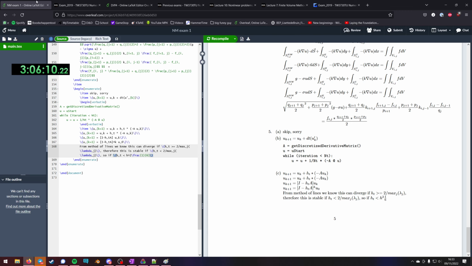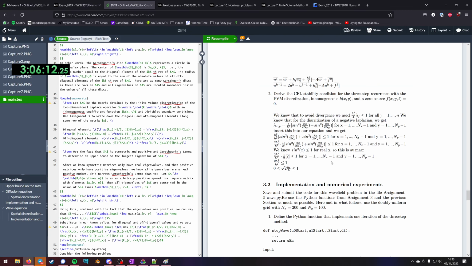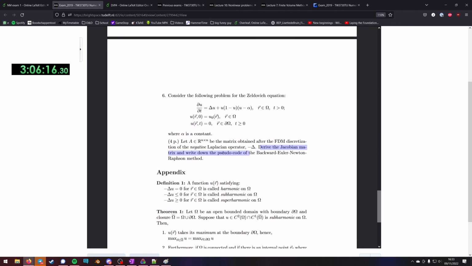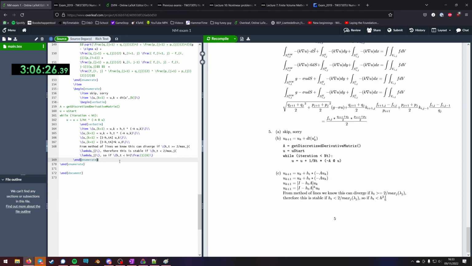So what was the question exactly? Write down the Jacobian pseudocode. Write down the pseudocode of the backward Euler-Newton-Raphson method. Fine, sure.